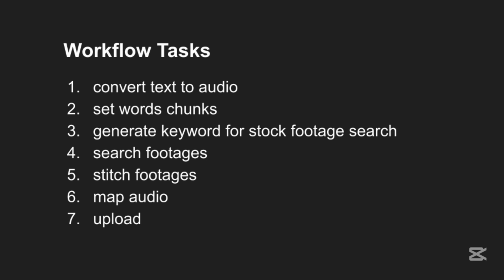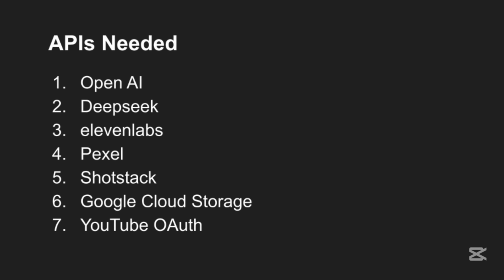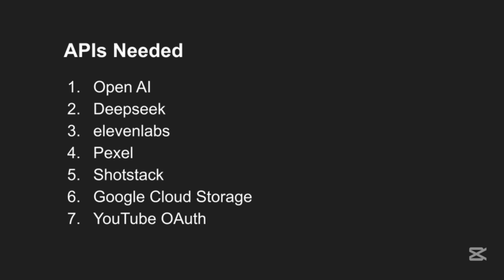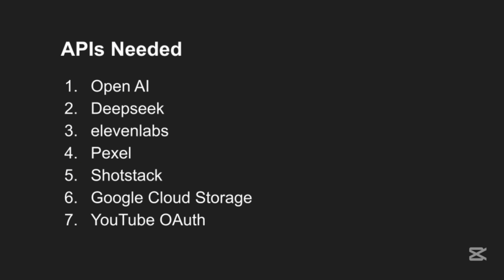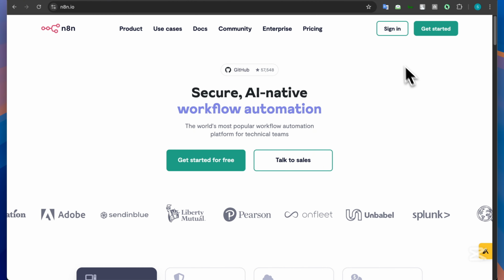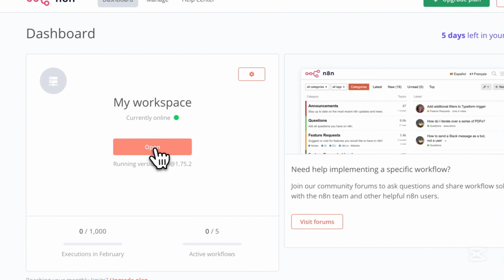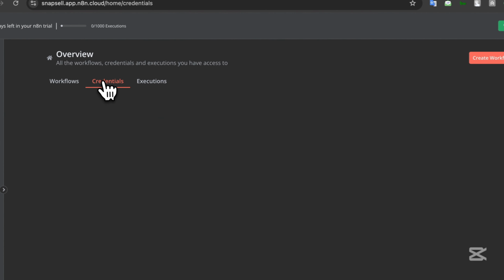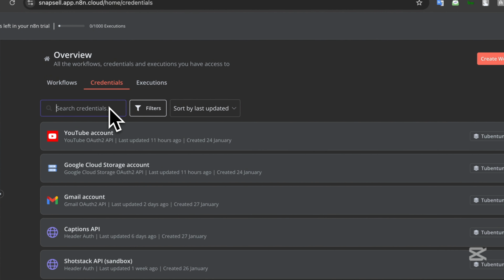We need to use following APIs, so we need to set up account for these services as well. Let me show you how to create API keys and set up credentials in N8N. Now go to n8n.io and sign up. You will see this dashboard. Go to Credentials. Here, you need to set up credentials for the APIs.